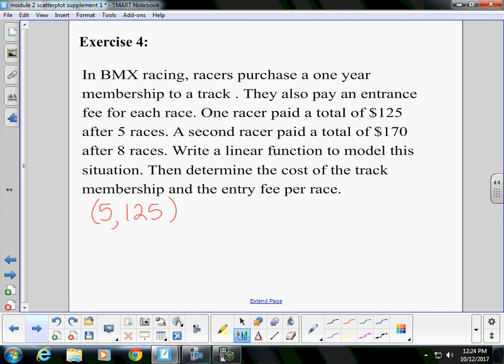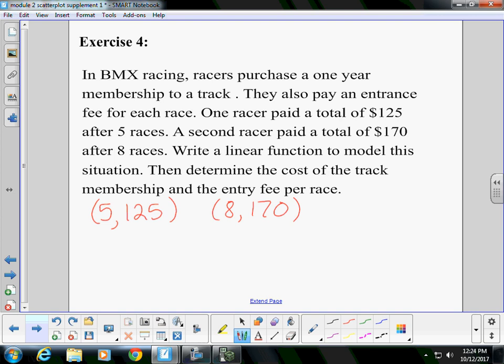Okay, so first they race, in this case 5 races, and then they have to pay. The second racer paid a total of $170, but what was that total for? 8 races. Okay, so they raced 8 times and paid $170. So there's our ordered pairs.